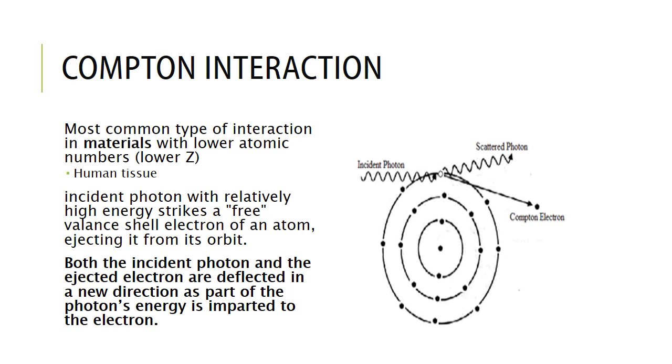So for gamma radiation, Compton scattering, or Compton interactions, are the most common type of interaction with materials of a low atomic number, a low Z, like human tissue.